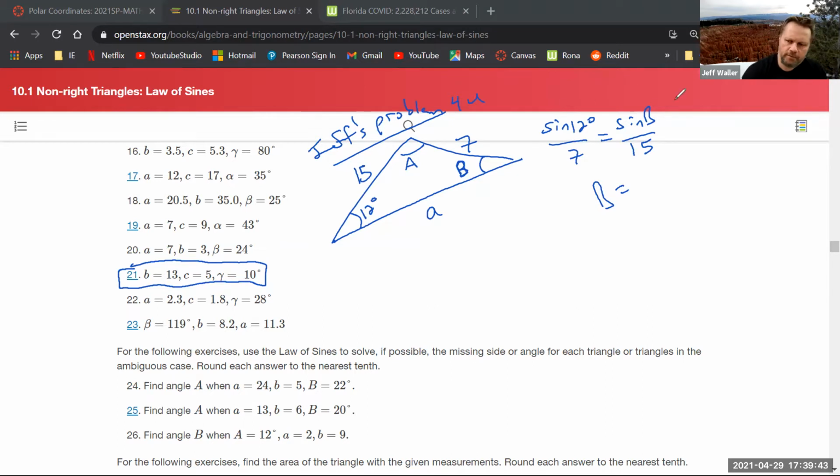So again, don't let this be that big of a deal. I'm going to multiply the 15 up, and then I'm going to take an inverse sine. Inverse sine, and so that means I'll solve for B. I'll have B by itself. So this is what you've got to plug in to your calculator.